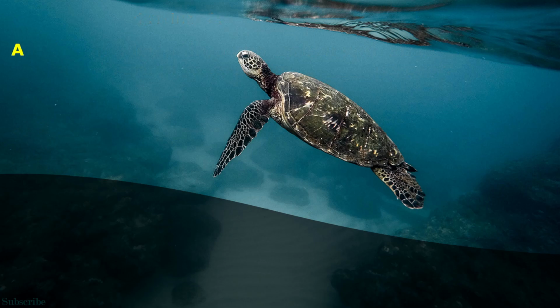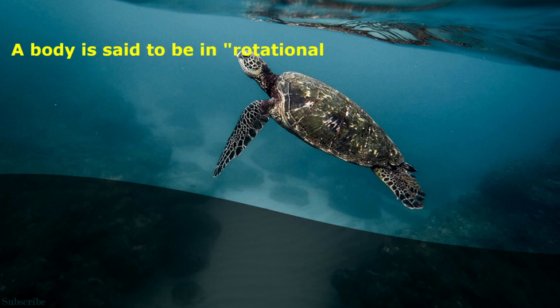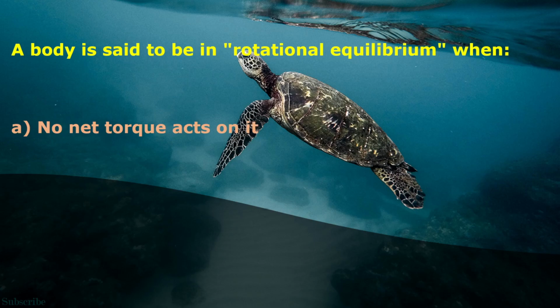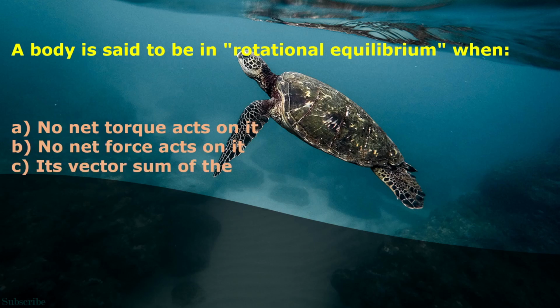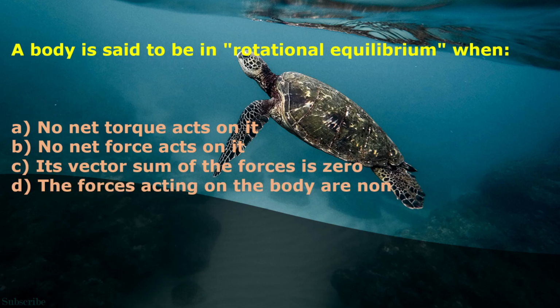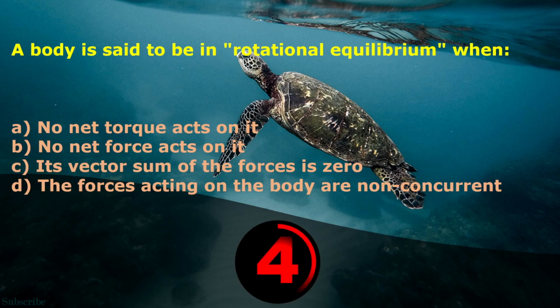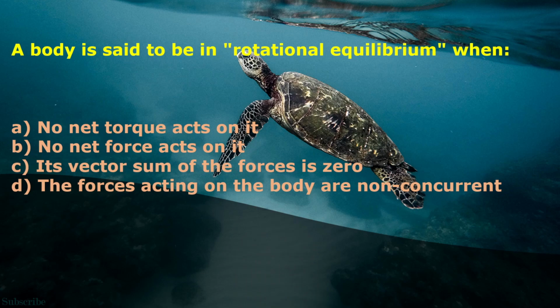Question number 23. A body is said to be in rotational equilibrium when A. No net torque acts on it. B. No net force acts on it. C. Its vector sum of the forces is 0. D. The forces acting on the body are non-concurrent. The correct answer is letter A. No net torque acts on it.